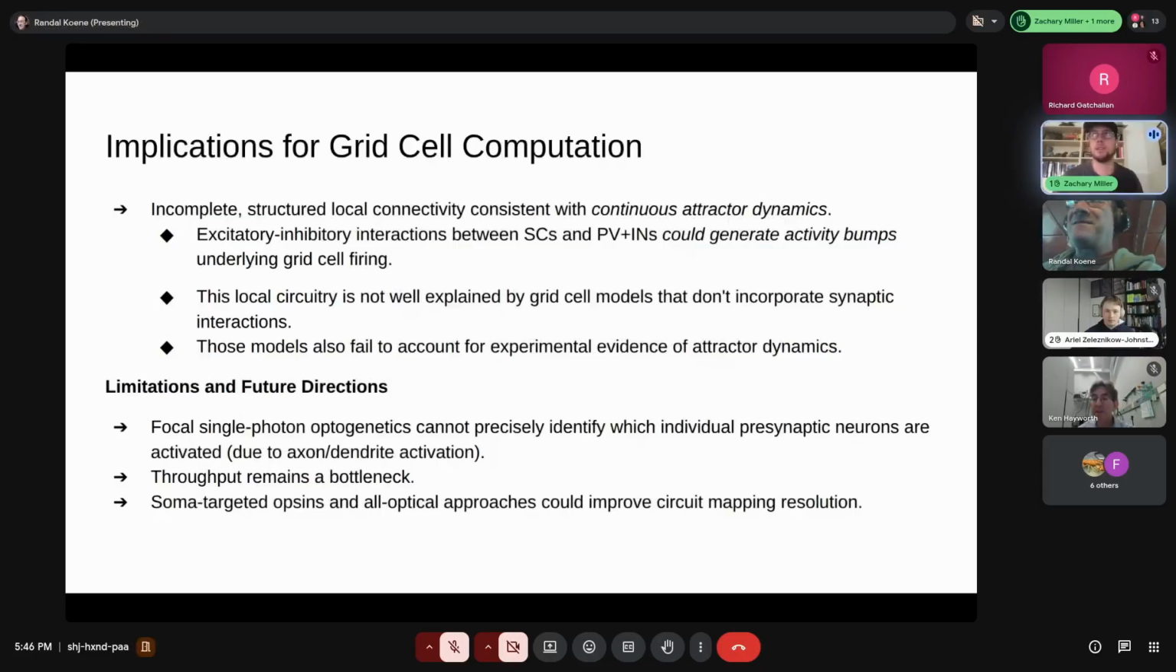Okay, so I came a little late to the party, and I was doing a little catch up on the paper, and some of this was also over my head. But I did want to ask. So it says on that second bullet there that the local circuitry is not explained by grid cell models that don't incorporate synaptic interactions. Can you talk a little? What does that mean specifically? Like synaptic interactions? Do they mean like shunting inhibition type interactions, or?